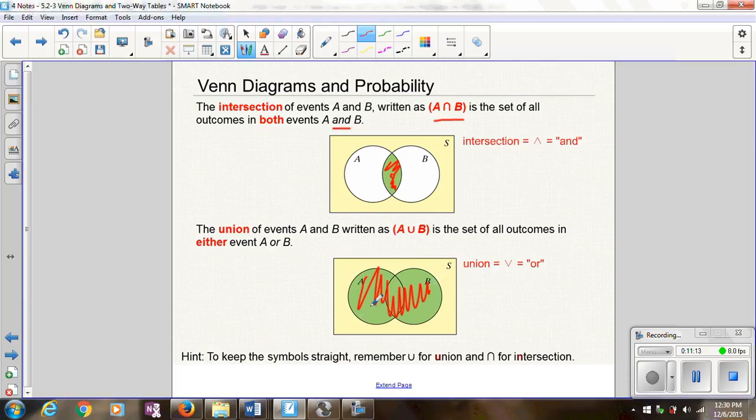We need to be careful when we're calculating the probability that we don't add the intersection twice. And that's why we have that general addition rule, because if we add the probability of A and then add it to the probability of B, I've doubled this intersection area. So that's why we have to subtract it away. So again, the U or the V is going to correspond to the union of two events, and that corresponds to the word "or". The upside down U or the upside down V is going to correspond to the intersection of two events, which corresponds to the word "and".